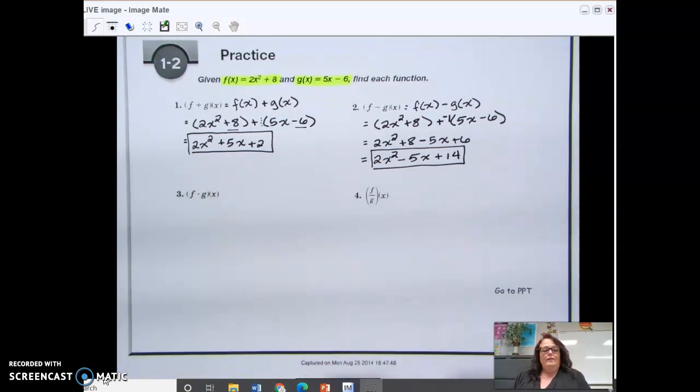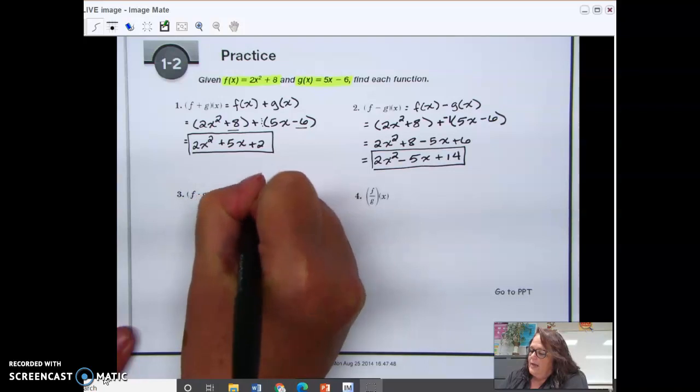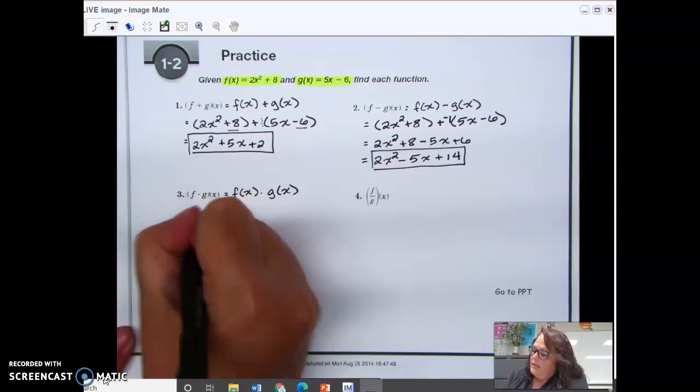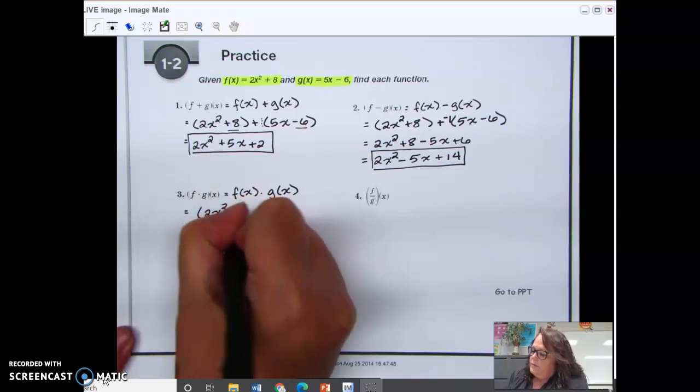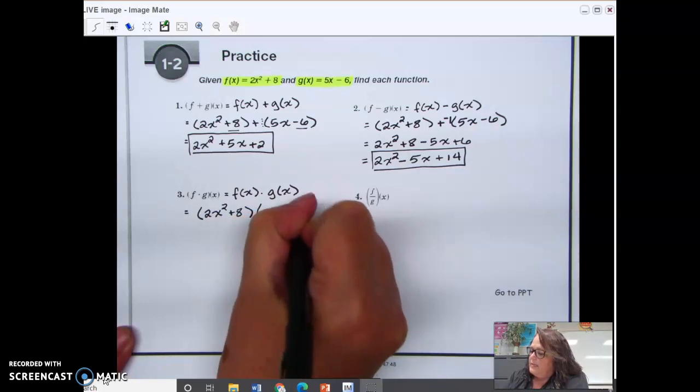So if you're feeling confident, go ahead and pause the video and try number 3. If not, you can follow along with me. So we said that this is going to be f of x times g of x. And so coming over here, that means that that's going to be 2x squared plus 8, and that's going to be times 5x minus 6.